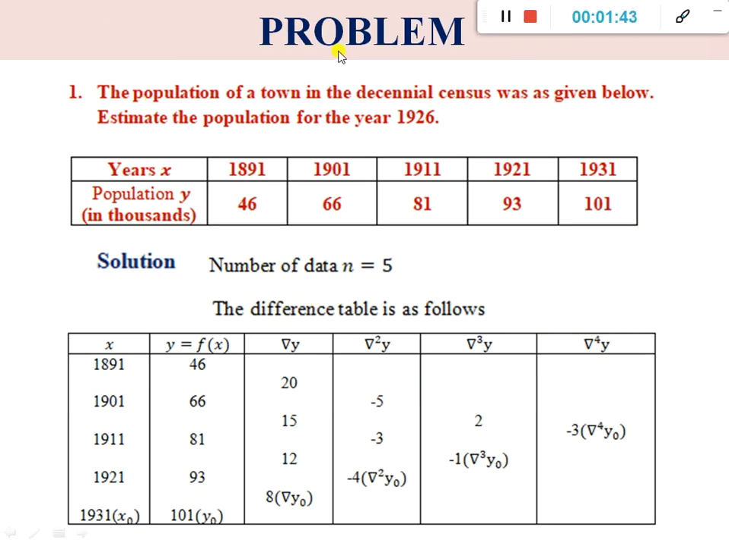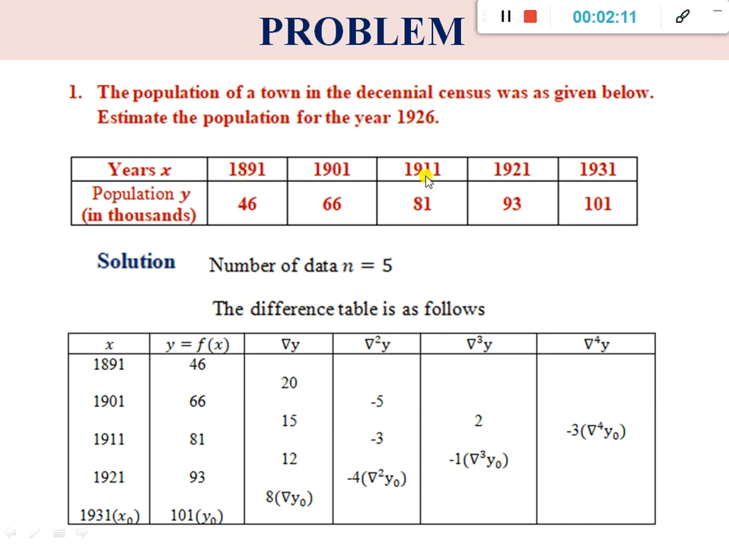So let us have the first problem under this category. The population of a town in a decennial census was as given below. Estimate the population for the year 1926. Look at the table, years in x, population in y. So they are asking to find the census of the particular year 1926.